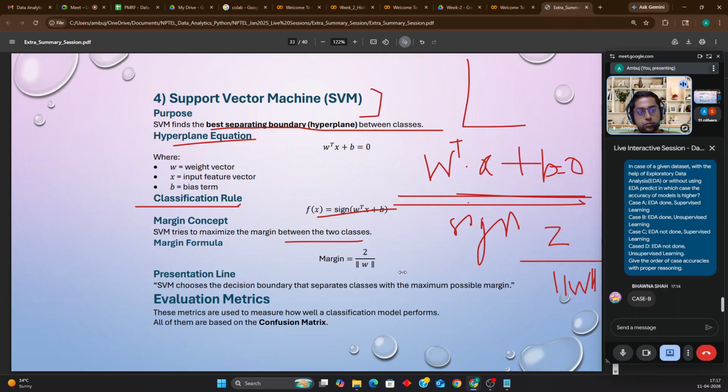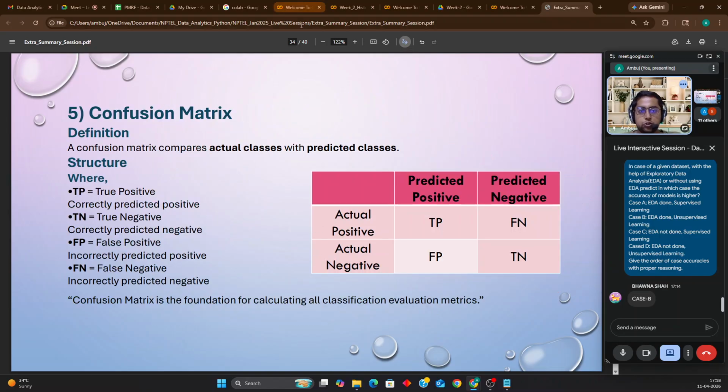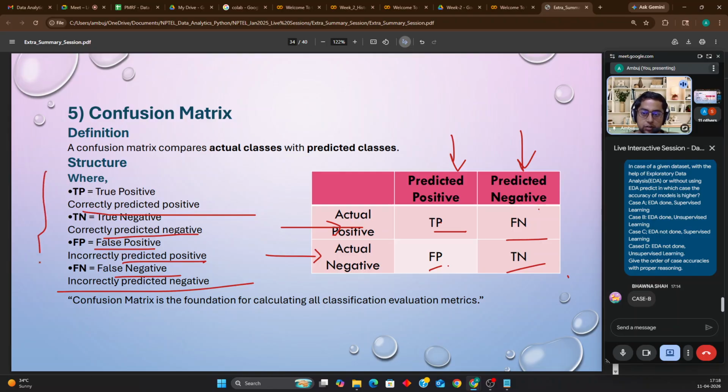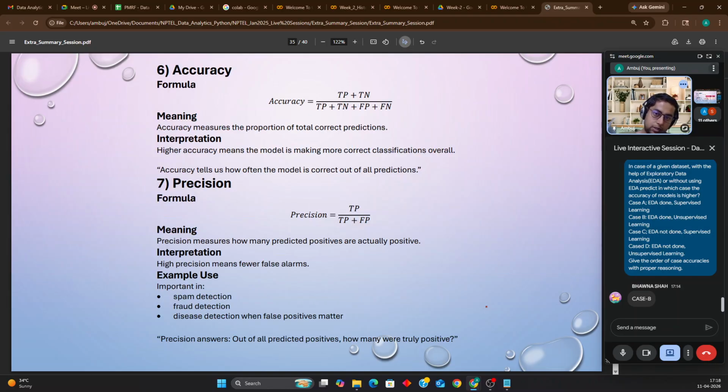The evaluation metric is the confusion matrix. The confusion matrix evaluates true positive, false negative, false positive, and true negative, with columns for predicted positive and predicted negative, and rows for actual positive and actual negative. What is true positive? Correctly predicted positive. What is true negative? Correctly predicted negative. What is false positive? Incorrectly predicted positive. What is false negative? Incorrectly predicted negative. The confusion matrix is the foundation for calculating all the evaluation metrics.